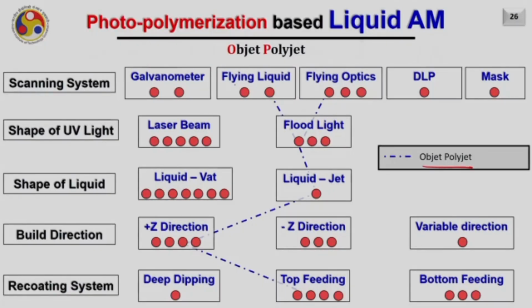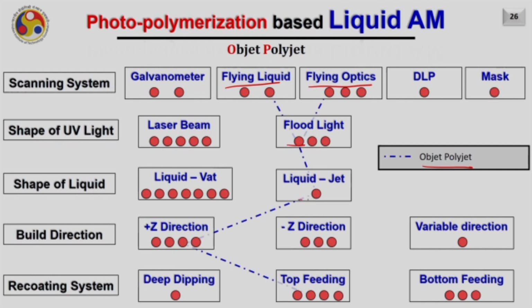So this was about the Perfactory. Now we shall move our discussion towards the Objet PolyJet. In the case of Objet PolyJet, we use flying liquid and flying optics. We use a floodlight instead of a laser beam.